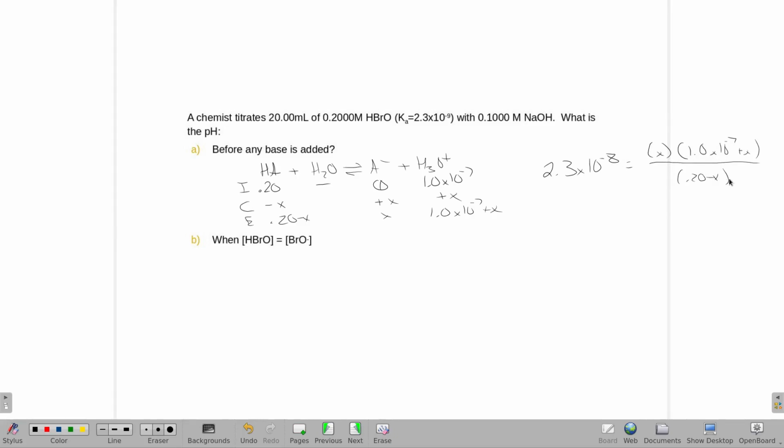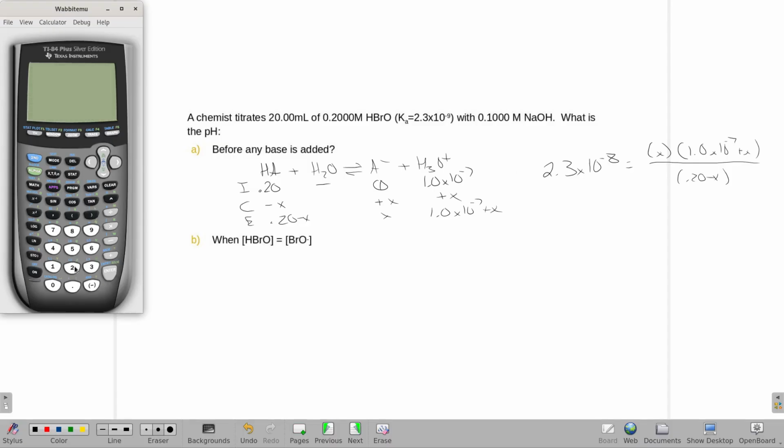So to get my x for that equation, 2.3 times 10 to the negative 8th times 0.2, and then square root. I get an H3O concentration of 6.78 times 10 to the negative 5th. It wants a pH, so I'm going to take the negative log of that. I get a pH of 4.17.